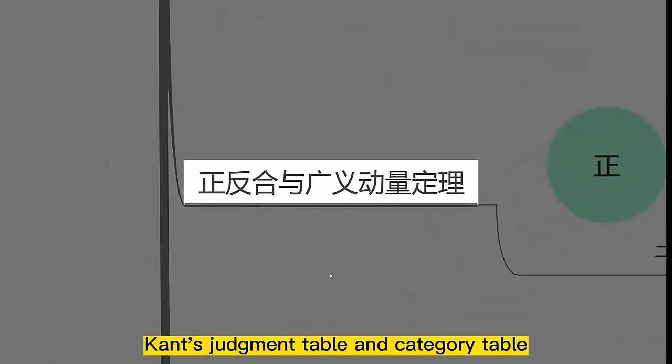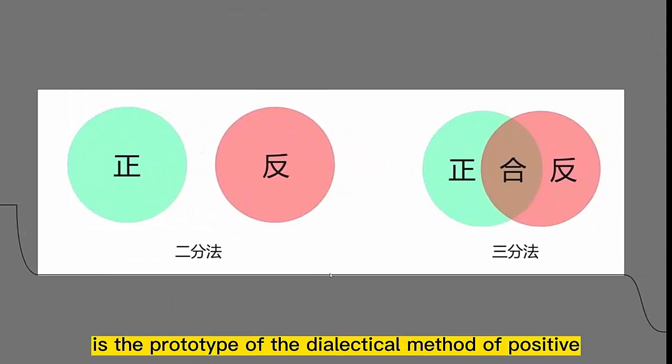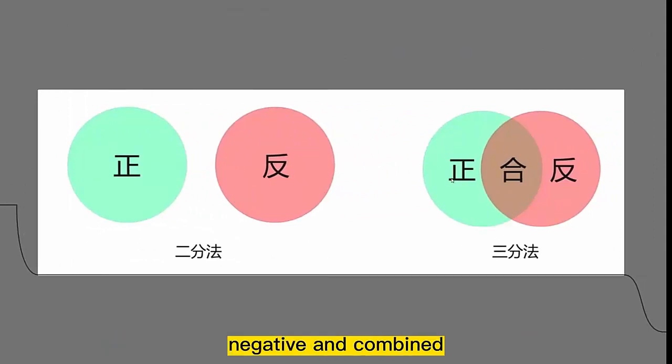Kant's judgment table and category table, using the trivium, is the prototype of the dialectical method of positive, negative, and combined. The positive, negative, and combined of Hegel's dialectical method was influenced by Kant, and Hegel in turn influenced Marx.